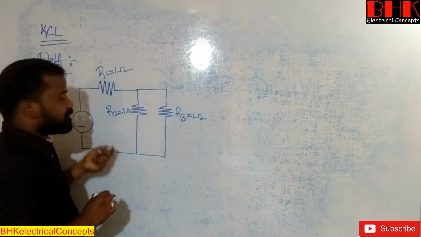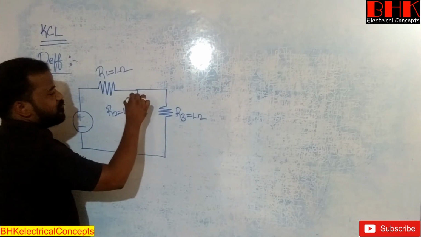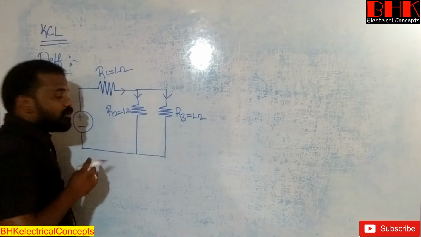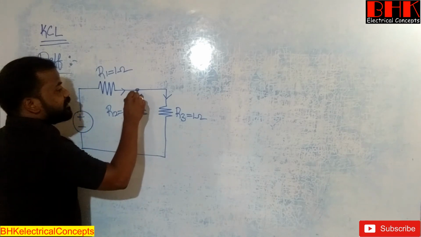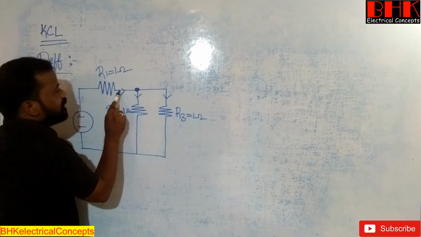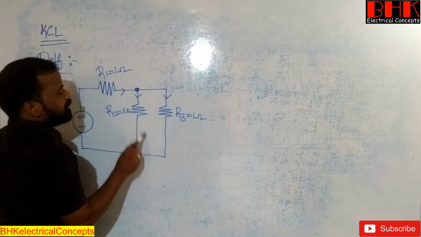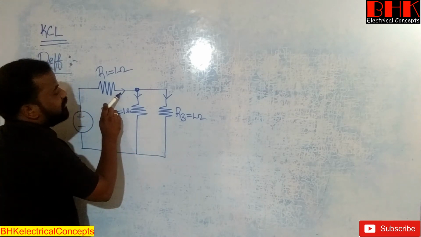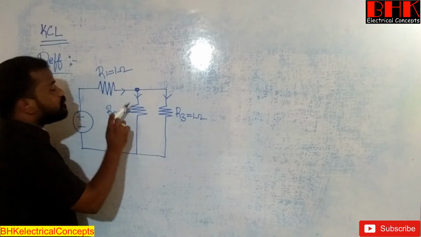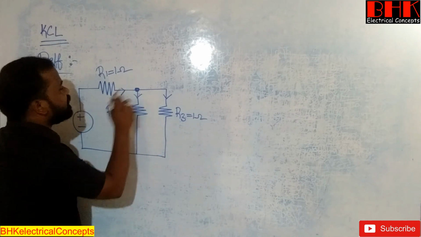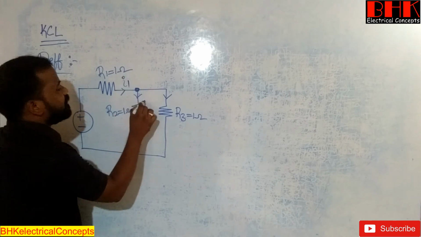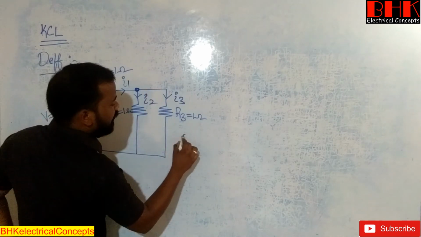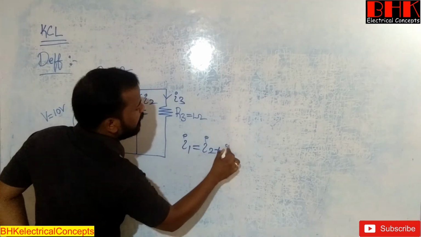This is a circuit. We need to find the current flowing in R1, R2, and R3, so that we can verify Kirchhoff's current law. See here, the R1 branch is connected here, the R2 branch here, and the R3 branch here. As per the definition of Kirchhoff's current law, the sum of incoming currents must be equal to the sum of outgoing currents. Based on this circuit, this is I1, this is I2, and this is I3. So we can say that I1 must be equal to I2 plus I3.